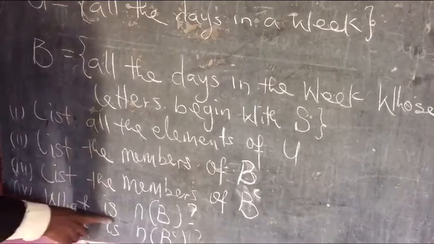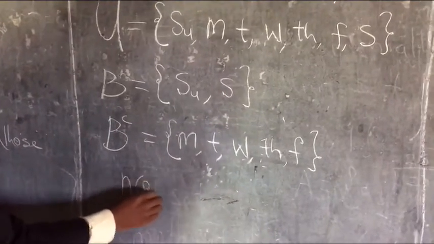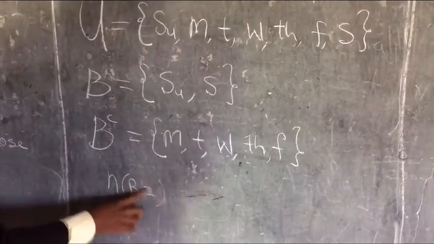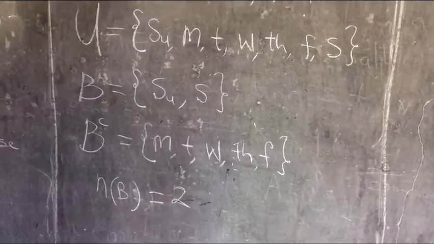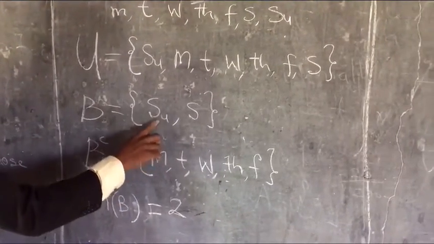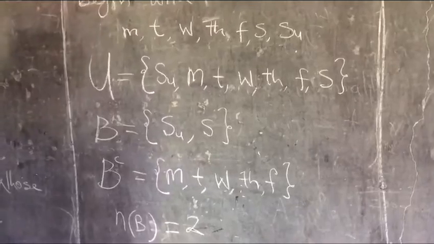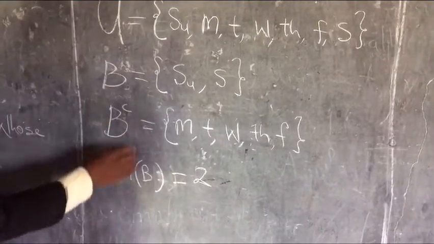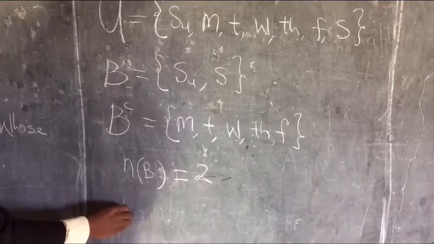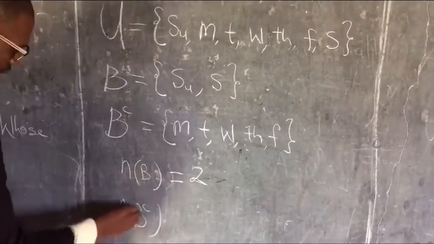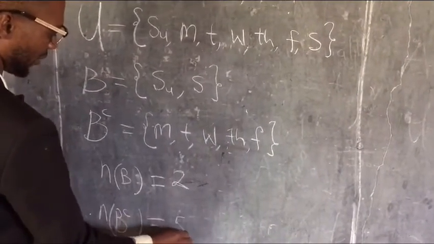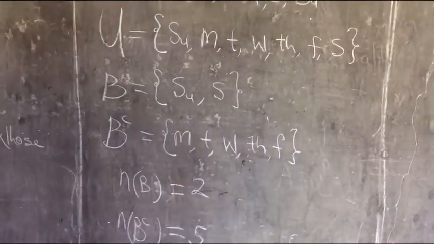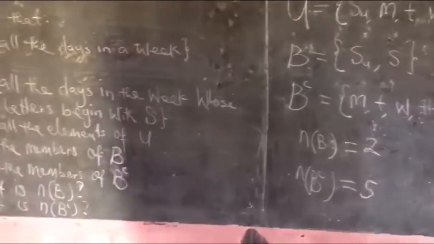The fourth one says, what is the cardinality of B? We say cardinality is the number of elements in a set. So the cardinality of B is 2. And the next one says the cardinality of B complement. Cardinality of B complement is 5. So we have answered all the questions.